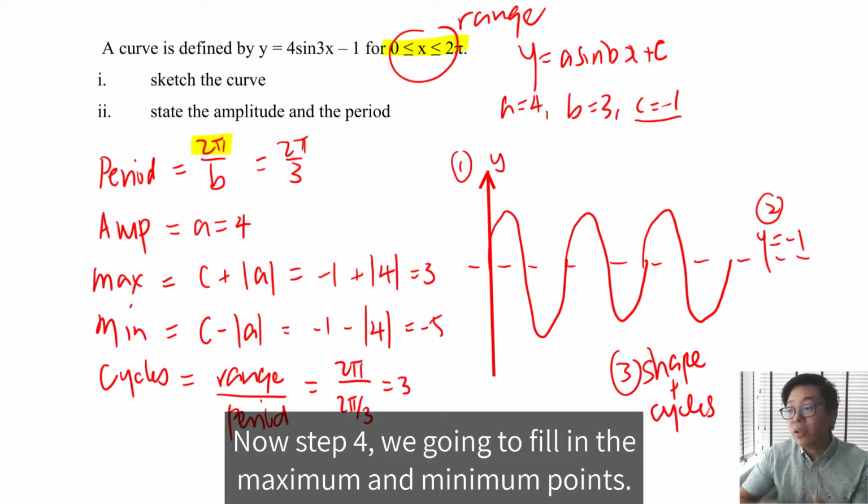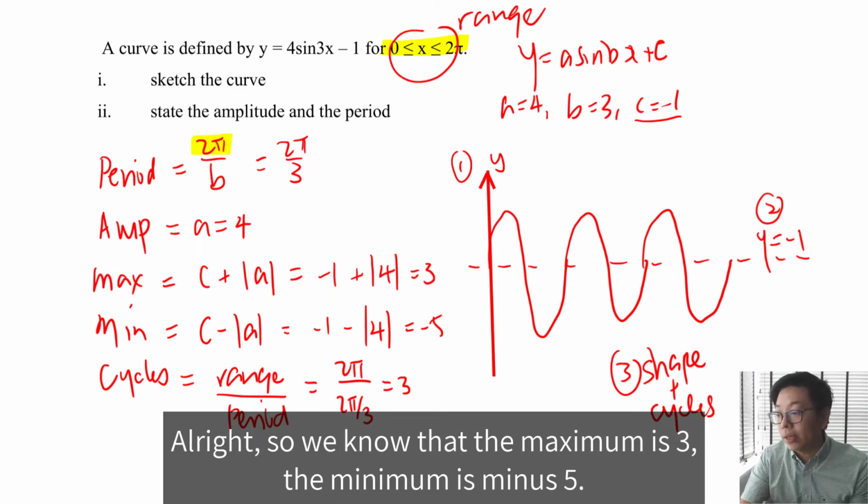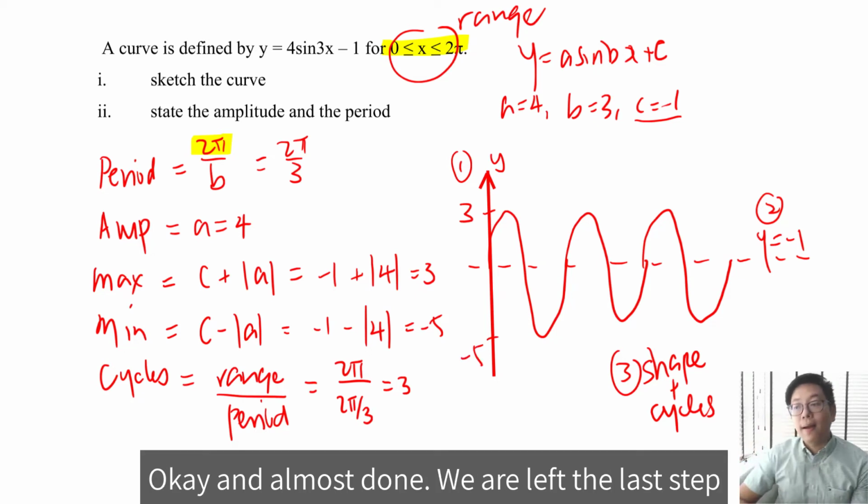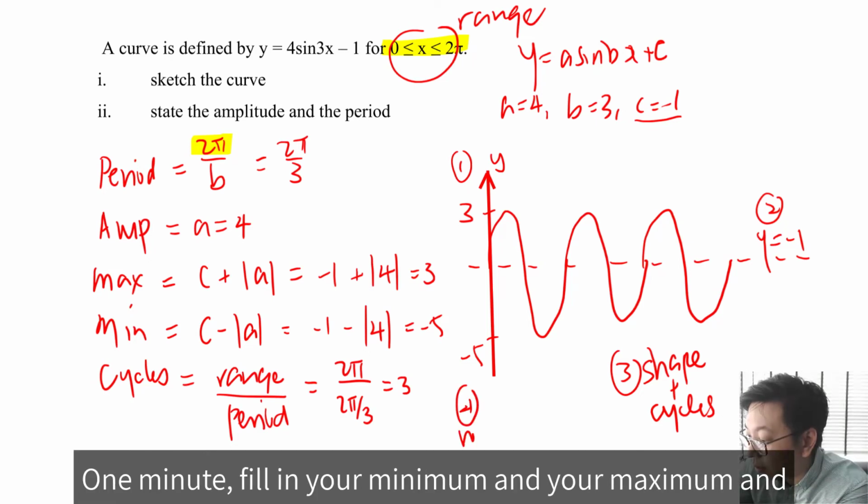Now step 4, we're going to fill in the maximum and minimum points. So we know that the maximum is 3, the minimum is -5. So we're just going to label that on the y-axis, 3 and -5. And we're almost done. We're left with the last step.